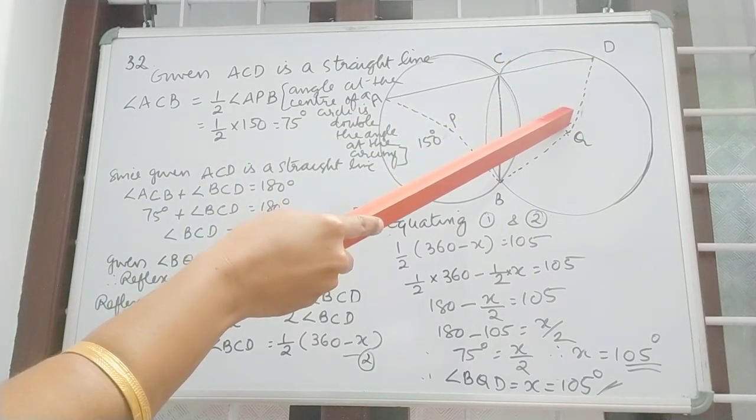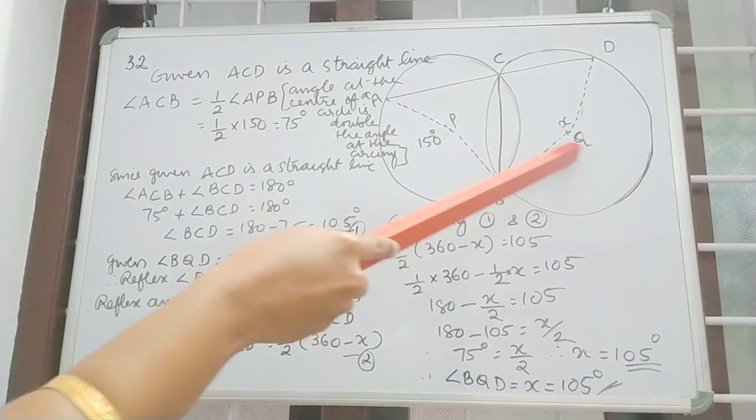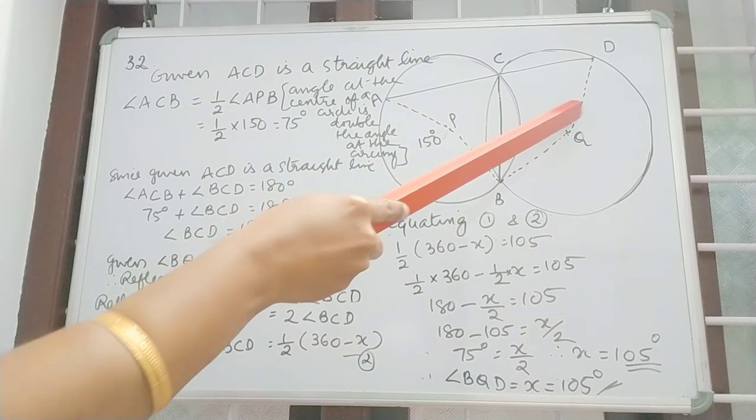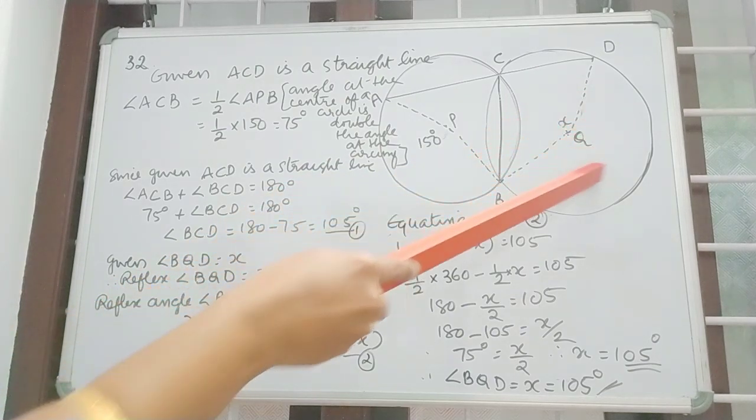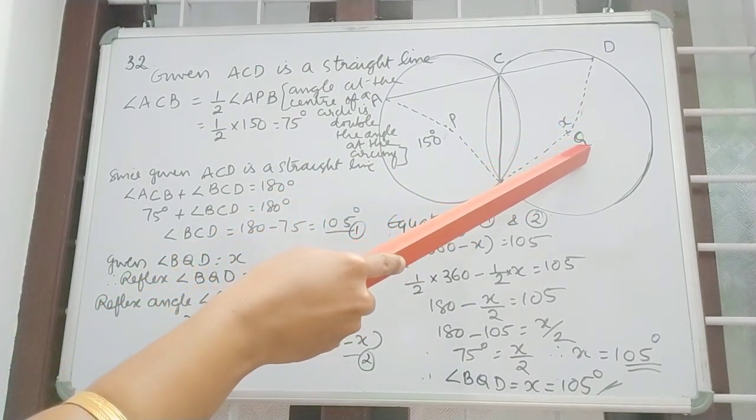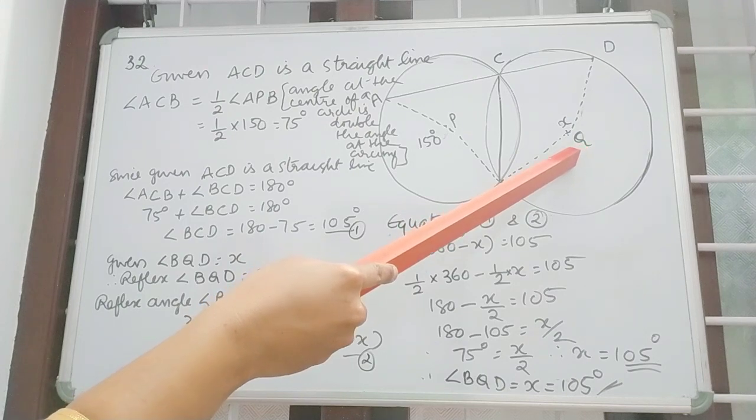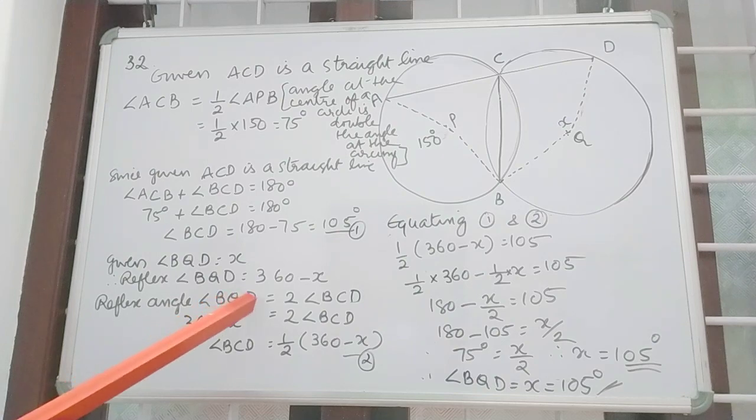Given angle BQD as x, what about the reflex angle of BQD? Up to this it is x, so the remaining angle will be 360 minus x. So the reflex angle of BQD is 360 minus x.